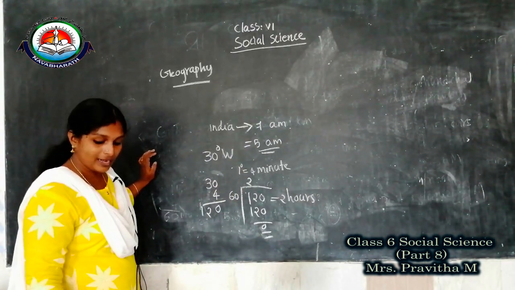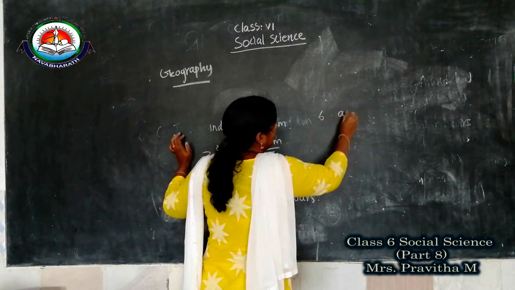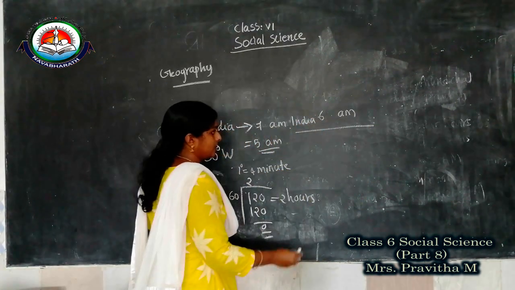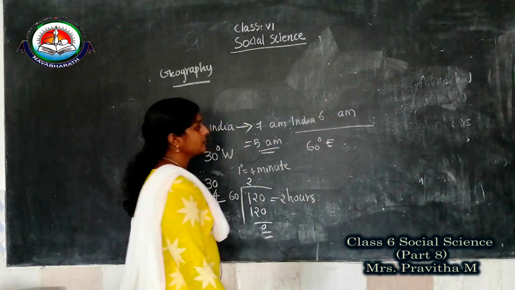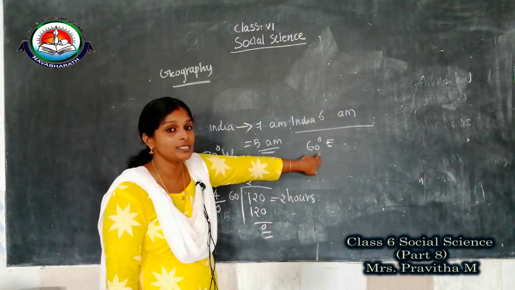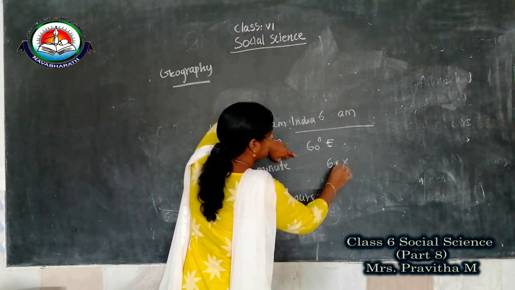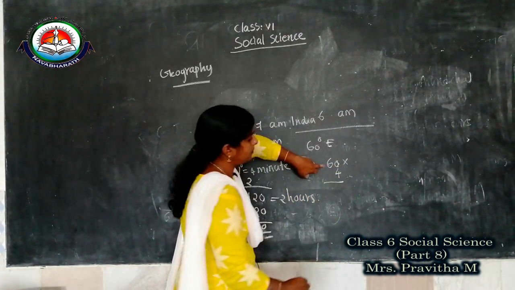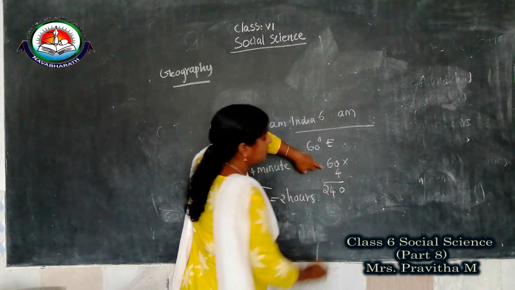Okay, can we take another example? We will take another example. In India the time is 6 am. Then what about the time difference for a longitude of 60 degree east? So what will we do? First we want to find out how many hours there are in this 60 degree. We will multiply this 60 degree by 4 minutes, since 1 degree equals 4 minutes. Then we will get 240.